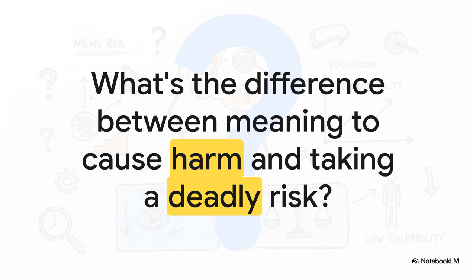If two different actions end up with the exact same tragic result, should we treat the people who did them in the exact same way? The law's answer is a firm no. And this question right here is exactly what the whole idea of mens rea tries to solve. It's not just about what you did, it's about what you were thinking when you did it.